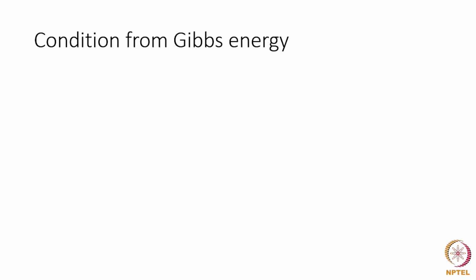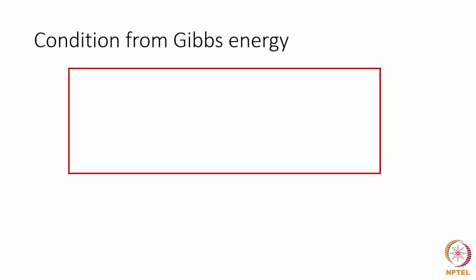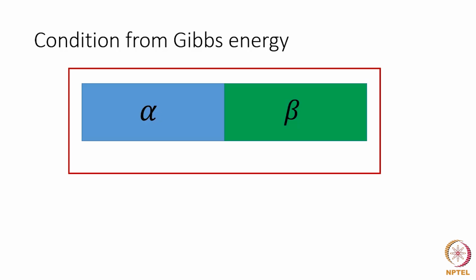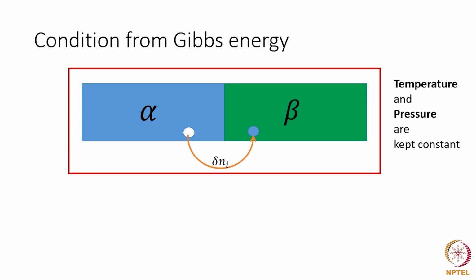Now one can also look at these from Gibbs energy minimization, and again we consider a system which is given by this box, the maroon box, in which there is a phase alpha and a phase beta that are in contact with each other. We then propose that if a small number of moles of species I is going to move from the alpha region to the beta region, how would the Gibbs energy change? So we want to write that change in the Gibbs energy by keeping the temperature and pressure constant.